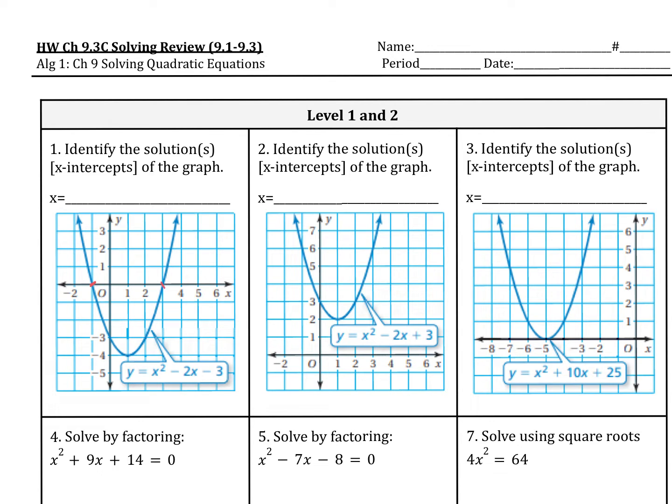In this case, there are 2 points where it meets the x-axis, and that's going to be (-1, 0) and (3, 0). Or in other words, you can simply write that the x-intercepts are -1 and 3. So there are 2 x-intercepts because the graph cuts at 2 points.